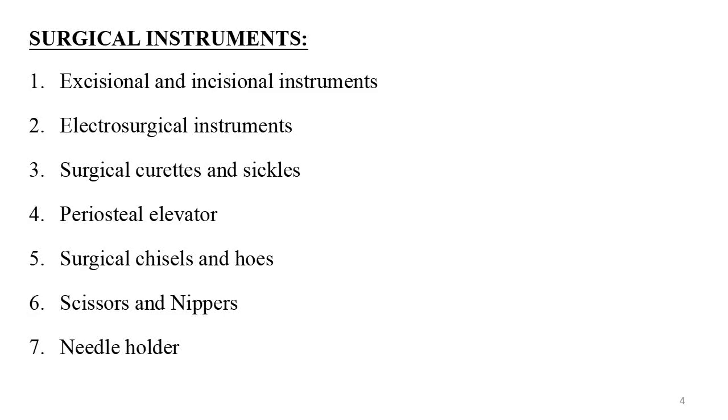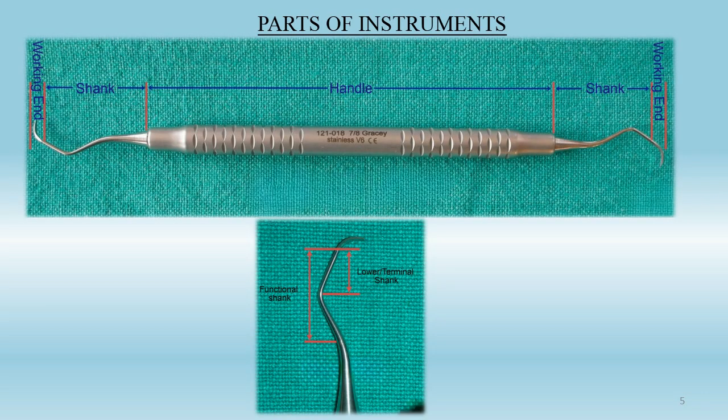Surgical instruments: excisional and incisional instruments, electrosurgical instruments, surgical curettes and sickles, periosteal elevator, surgical chisel and hoes, scissors and nippers, needle holders. Parts of instruments consist of the working end, shank, handle.